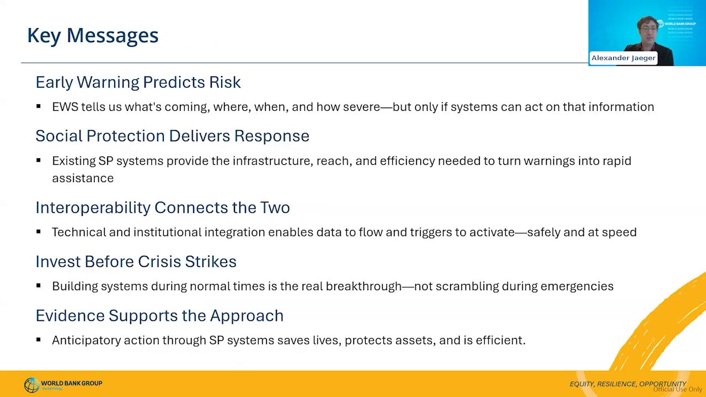Last slide, please. So there are just a few key messages from Joe and my general overview. We know the function of early warning systems. They are there to predict the risks. We talked today about social protection delivery systems as a response to those risks and how this can be integrated into what we call interoperability. When we talk about interoperability, we very often talk about technical and institutional interoperability. None of them is to be underestimated.